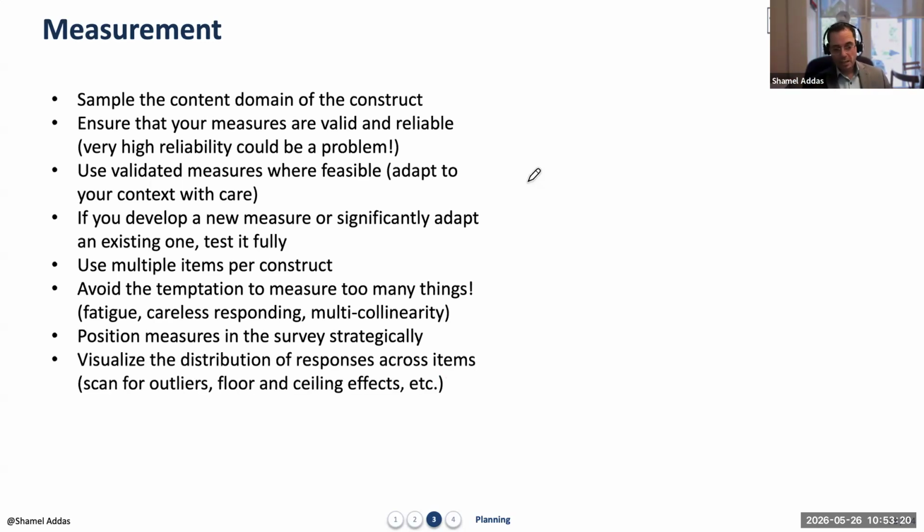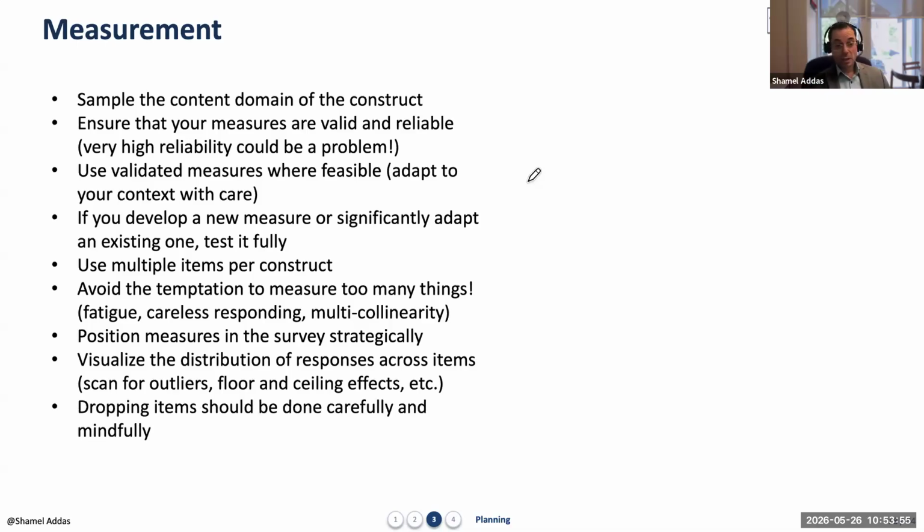You also want to visualize the distribution of the responses across items within the same construct and also across constructs. So you want to do your typical EDA, exploratory data analysis. Scan for outliers. If you find outliers, ask yourself, what do we do about them? Do we keep them? Do we replace them? We start thinking about imputation, which sometimes helps, but could have huge problems as well. Or do we do some kind of with-and-without sensitivity analysis and so on?